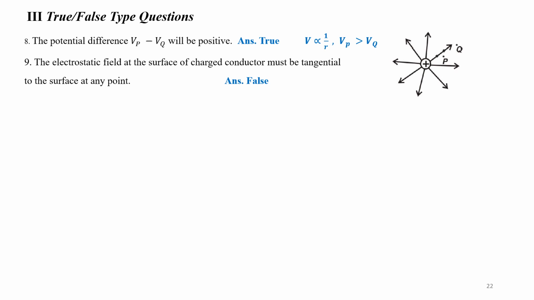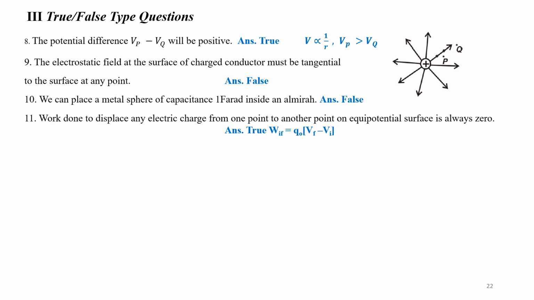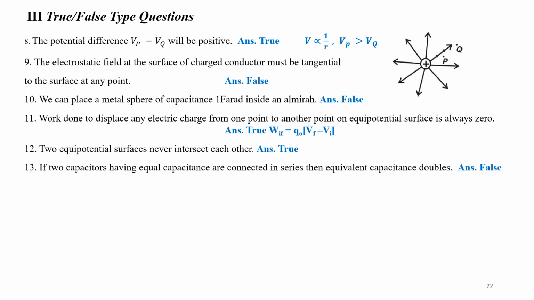We can place a metal sphere of capacitance 1 farad inside an almirah. No, it is false. It should be between two parallel plates only. Work done to displace any electric charge from one point to another point on an equipotential surface is always zero. It is true. Two equipotential surfaces never intersect each other. It is true. If two capacitors having equal capacitances are connected in series, the equivalent capacitance doubles. It is false. Actually, it gets halved.